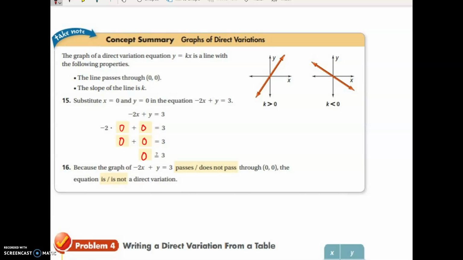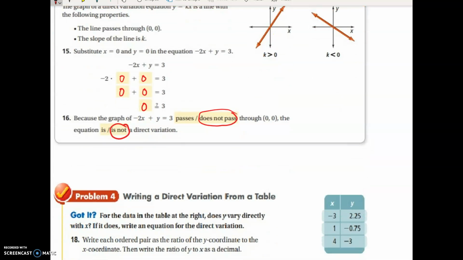Kind of an interesting thing here, 0 does not equal 3. So because this graph does not pass through 0, 0, because it doesn't work when you plug it in, the equation cannot be a direct variation. So it has to go through 0, 0. And you can test that point in any equation to see if it works or not.